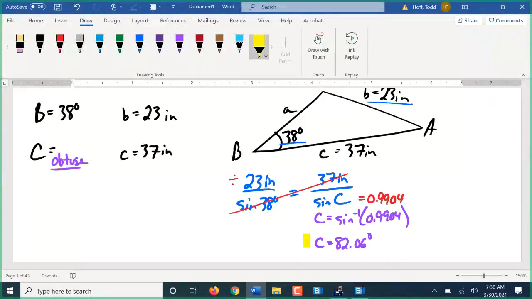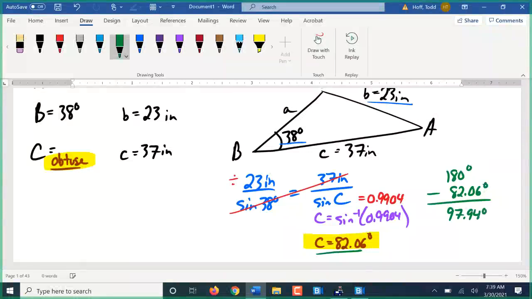Now, I'd said this is one of the possible angles for C. The reason I say that is we were given the information that C is obtuse. So 82 is not obtuse. So angle C would be the obtuse possibility. The calculator always gives us that acute possibility. To find the obtuse angle, we have to find its supplement. In other words, we subtract it from 180 degrees. This is 97.94 degrees. Angle C is 97.94 degrees.